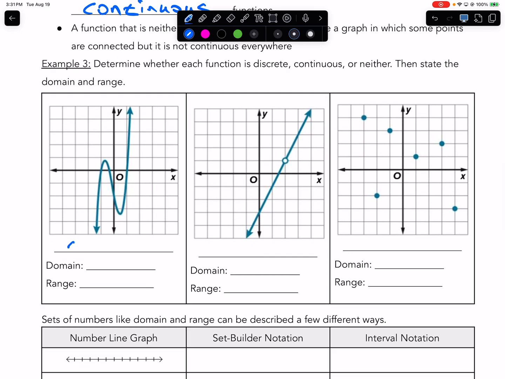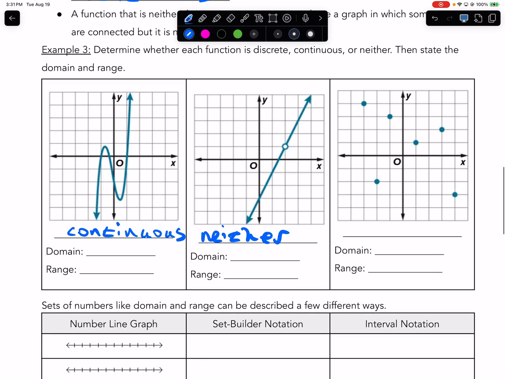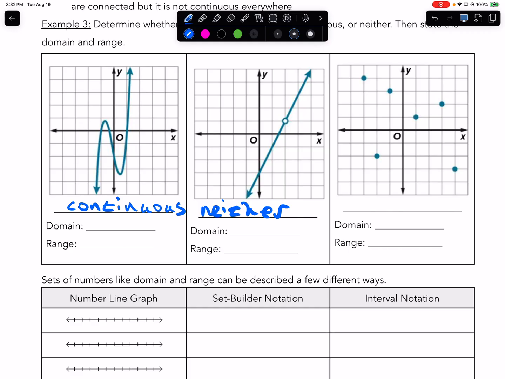This first one is continuous because there are no breaks, right? It's a smooth graph. There are no separations anywhere. That's what makes it continuous. The middle graph is continuous for this portion, and then we have this hole right here, and then it's continuous for that. So it's part continuous and then a hole. That makes it neither. What do you think the last one is? Of course, because that was the third one. So when it's random dots spread around, it's got to be discrete.